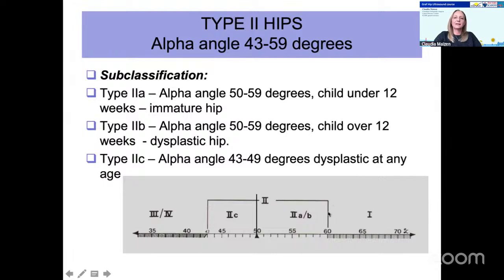Only once these babies have turned 3 months and still have not arrived at the 60-degree angle are these hips pathological, dysplastic, and would require treatment. The type 2C hips, as we heard already, 43 to 49 degrees, very poor bony coverage, mainly coverage provided by the cartilage. The femoral head can be displaced, it can be dislocated. So these are dysplastic hips and called pathological at any age.